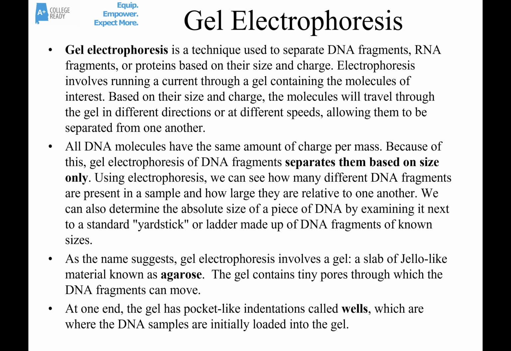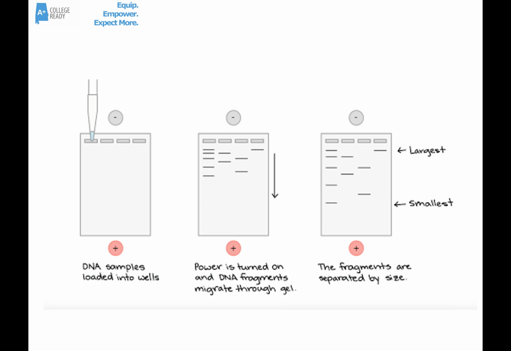As the name gel electrophoresis indicates, we use a slab of almost jello-like material called agarose. This gel has tiny pores in it that allow the DNA or the proteins or the RNA to move through. At one end of the gel are pocket-like indentations called wells. This is where we initially load the DNA samples into the gel. You can see in my picture the wells at the top of each gel, and in the leftmost picture, a DNA sample is being loaded into those wells.